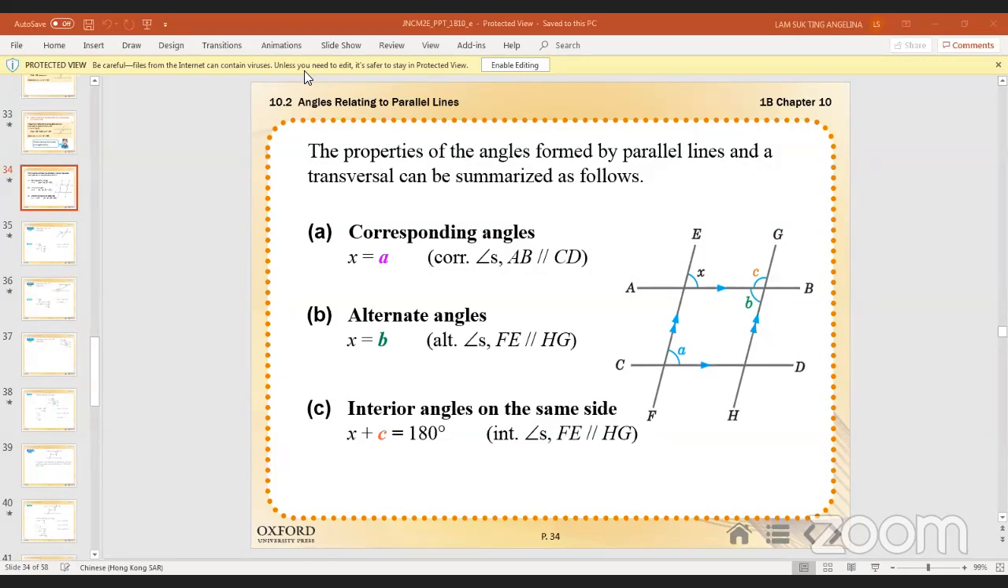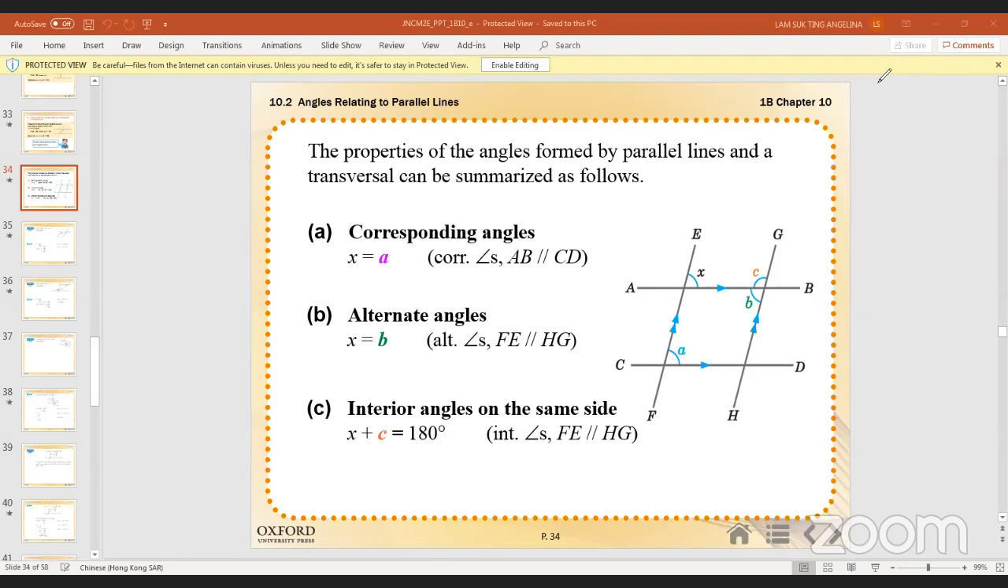And then there are three kinds of angles. When we have parallel lines, just like this one, we may sometimes have a third line, and in this case, that is the fourth line. We can call it a transversal in this case.